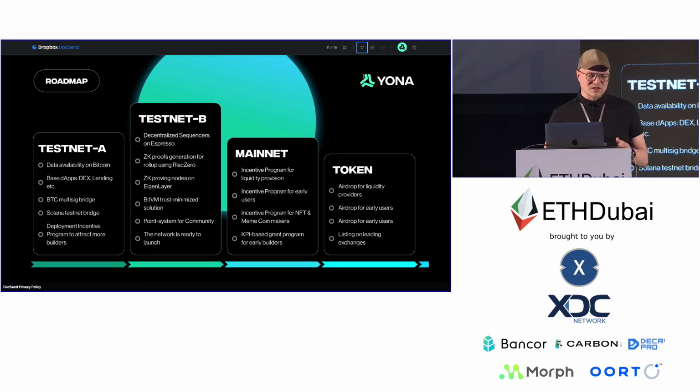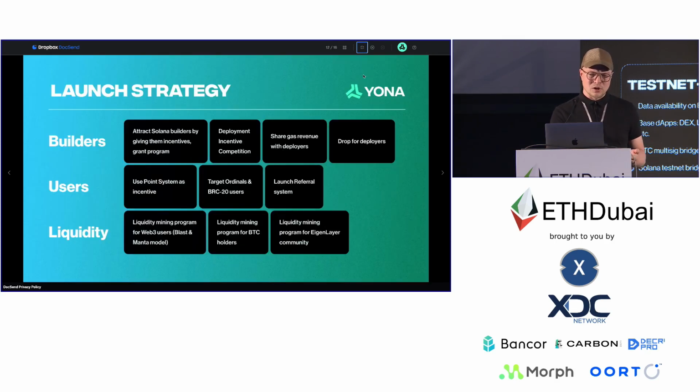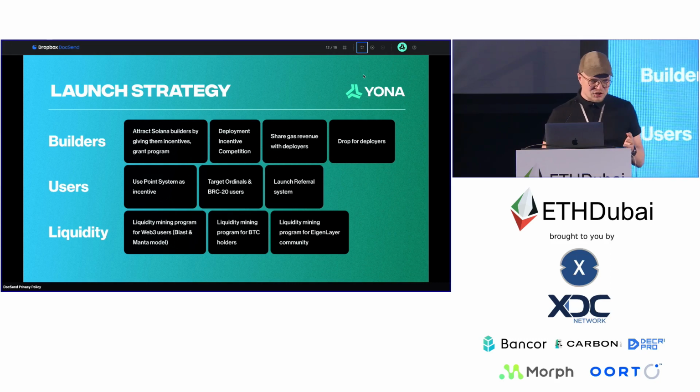So we'll run liquidity incentive programs similar to what Blast and some other chains do. A lot of incentives for builders and everyone, and after that we'll launch our token. Our go-to-market strategy essentially consists of 3 directions: attracting builders, attracting users, and then attracting liquidity. We have answers for all of them. We'll have a point system for users, deployment incentives for builders, and also a liquidity mining program for liquidity. So we have a detailed plan for that launch.